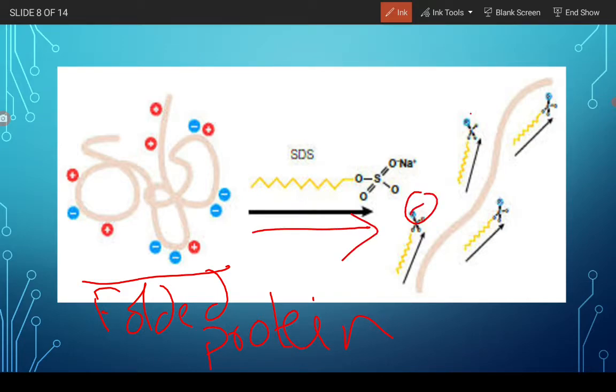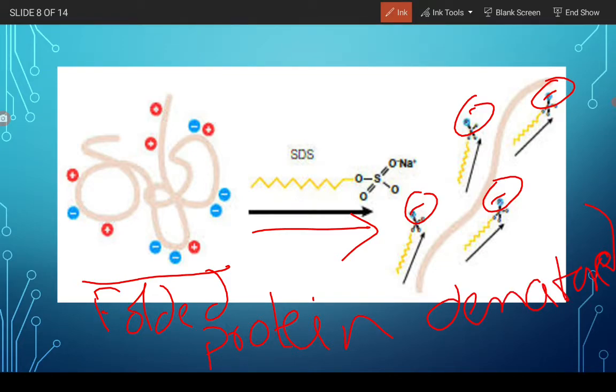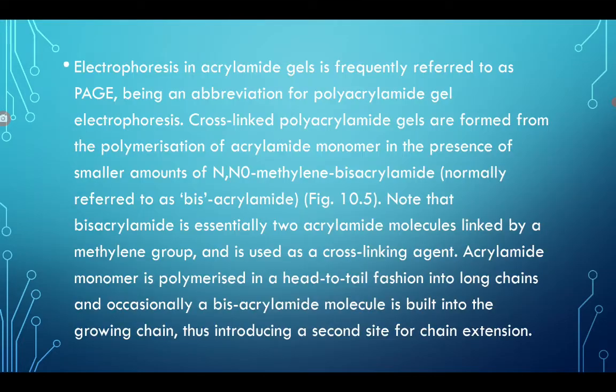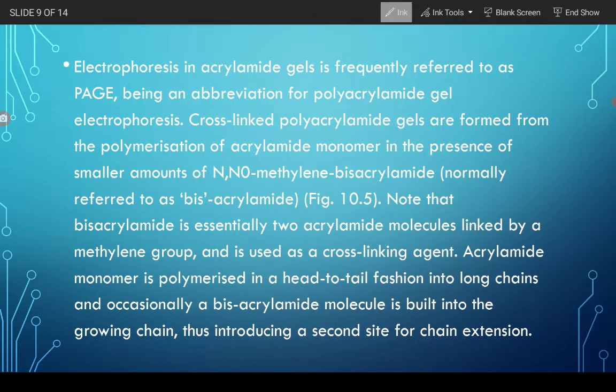Negatively charged molecules, the protein becomes a rod-shaped structure. It is no longer folded because it is denatured. The protein and negatively charged molecules are now bound all around it in the form of SDS. Right. So what happens next?